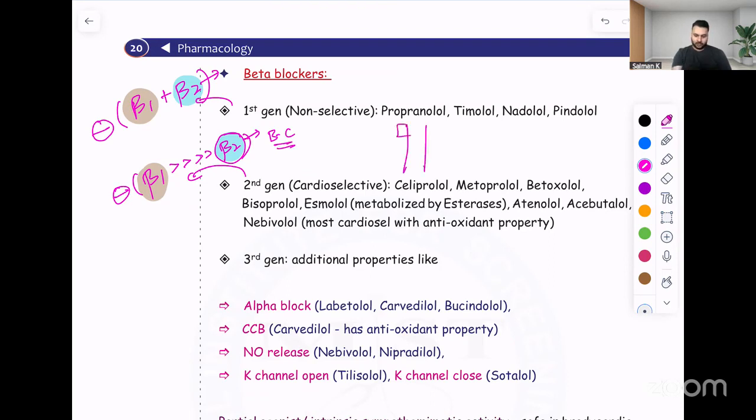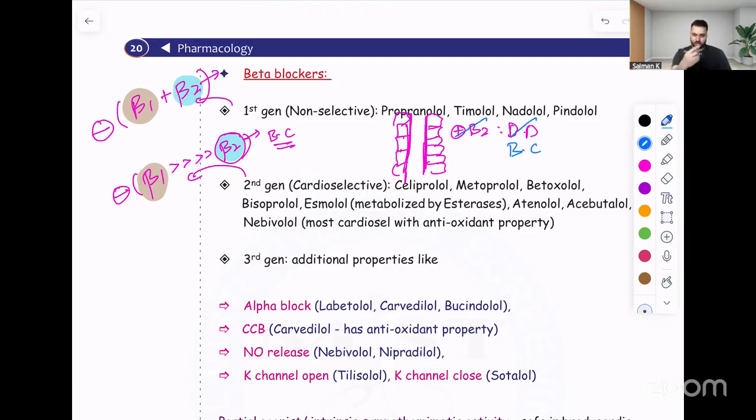There are beta 2 receptors on your bronchus. These are all beta 2 receptors. So when you stimulate beta 2, what will happen? Bronchodilation will happen. Okay. So now I'm saying beta blockers are blocking beta 2, they are causing bronchoconstriction, hence they should be avoided in asthma.